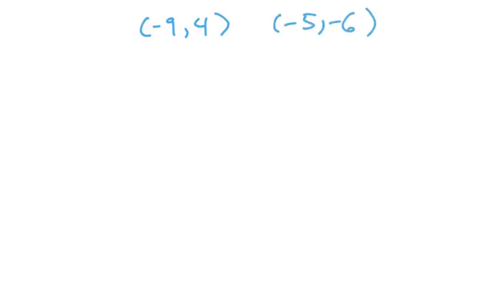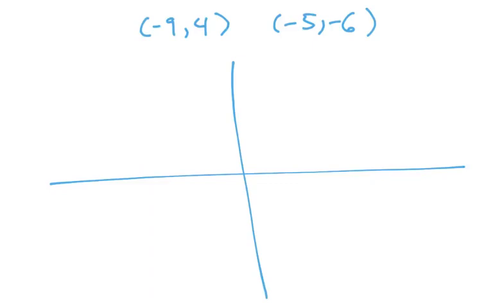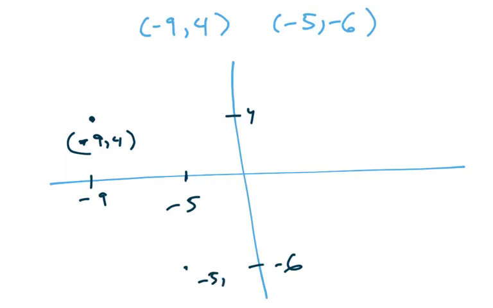is draw an accurate picture of what's occurring. So there's my x and y plane. I have -9, 4. So here's -9, 4. -5, -6. Let's put -5, -6 here. And again, all I have to do is draw myself a right triangle.